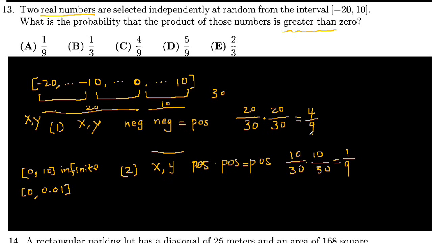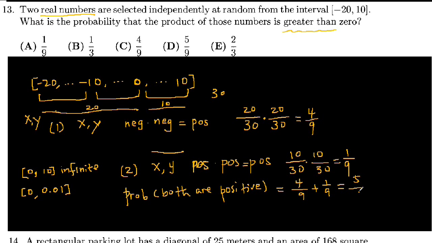Okay, so we have two possibilities that make this positive. One is 4/9, one is 1/9. So the probability that the product is positive would be equal to the sum of those two possibilities, which is 5/9, and the answer is D.